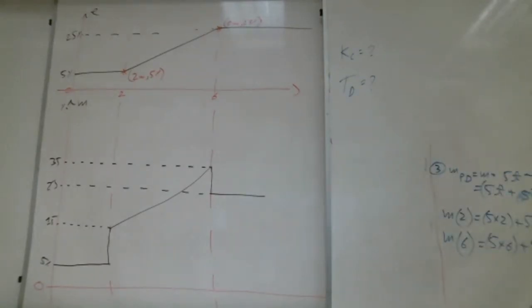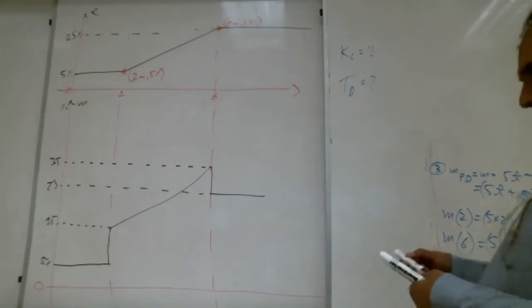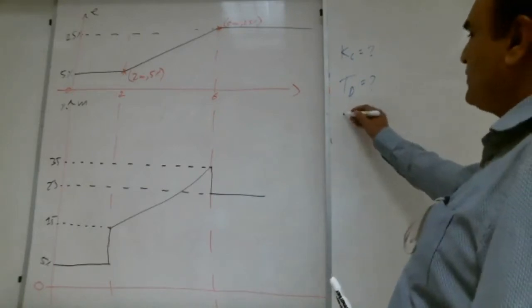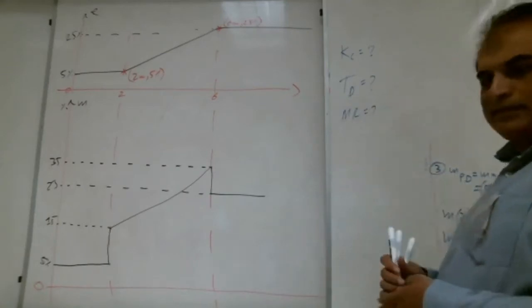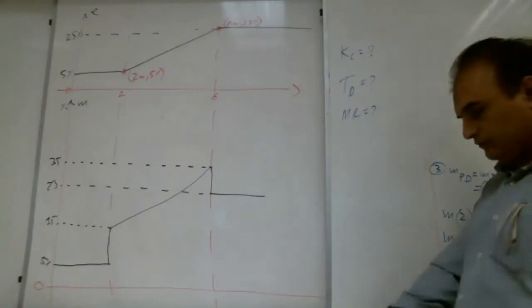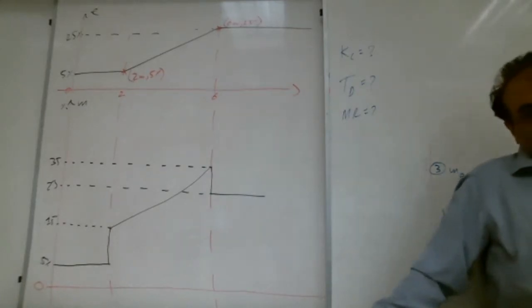Okay, Shabab, how are we going to find it? How much is KC? KC, TD, and MR, teacher. Yeah, MR we can find, but here MR is not given. So, okay, let's start with the MR. Okay, Shabab, how much is MR? Yes, how much is MR, Shabab?